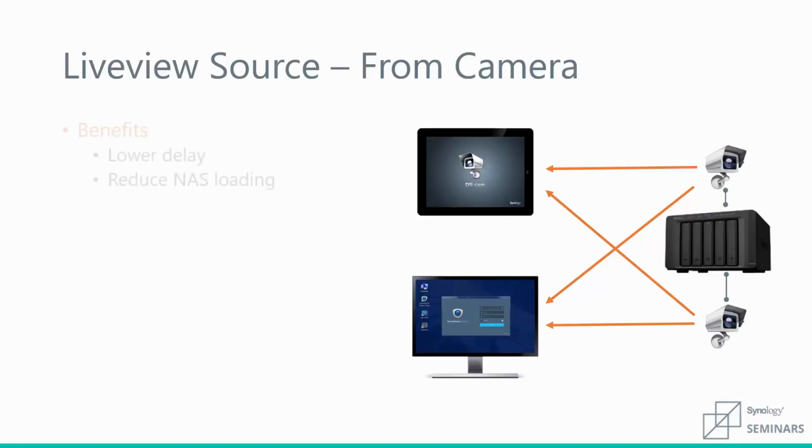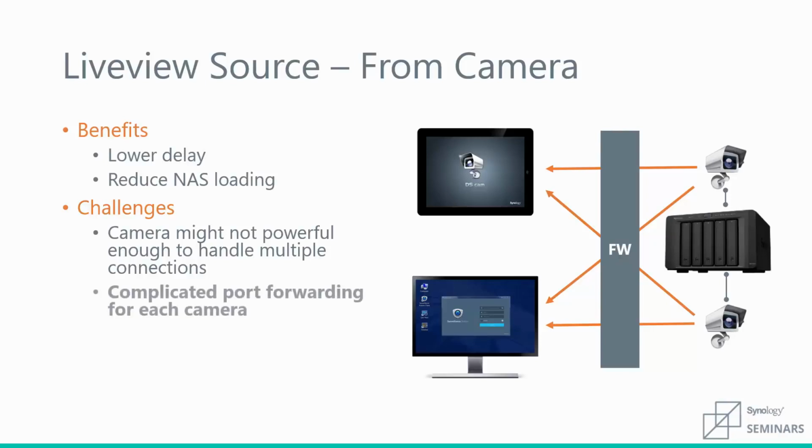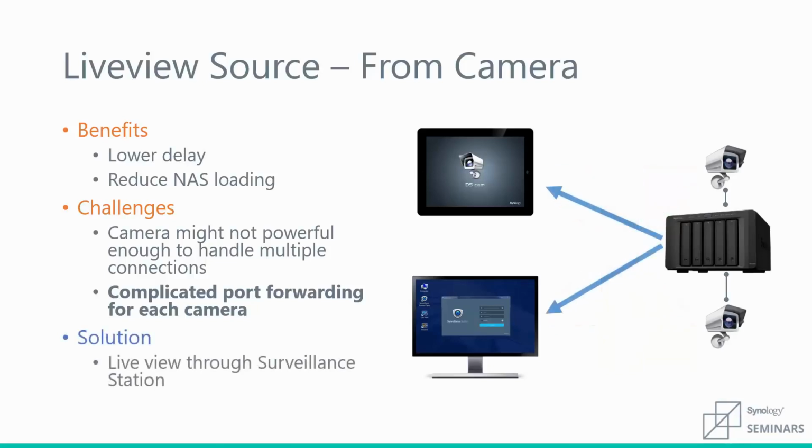If you select the From Camera option, you'll generally have a shorter delay and your NAS won't have to process the live feed. But typically, you'll want your NAS to process the stream, since it will have much more processing power than your camera. This is especially true if multiple people need to view the feed at the same time. Using the From Camera option would also make it necessary to set up port forwarding to make your cameras accessible from outside of your network. For a typical deployment, I recommend using the Live View through Surveillance Station option.